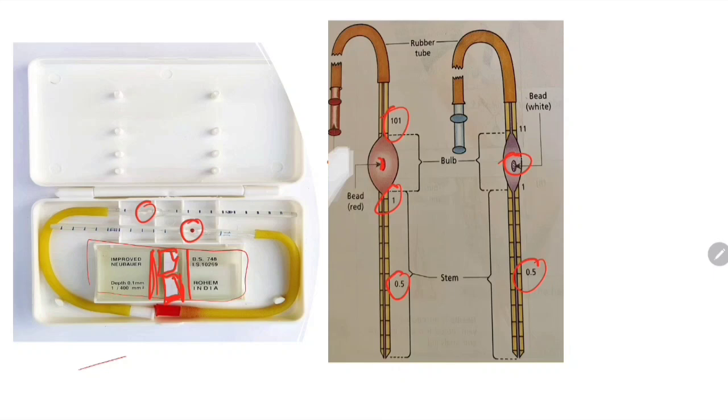WBC has 0.5, 1 and 11 marking. Bulb size is lower in case of WBC pipette. Bulb size is bigger in the RBC pipette. These are the basic differences, and this is the WBC pipette, white, and this is red.